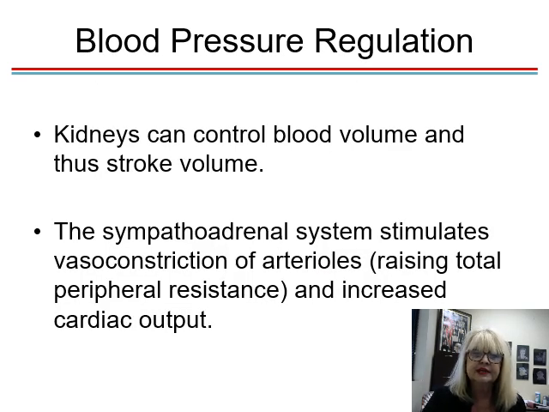So the kidneys can control blood volume and therefore stroke volume. And the sympathoadrenal system stimulates vasoconstriction of the arterioles, raising the total peripheral resistance and the increased cardiac output.